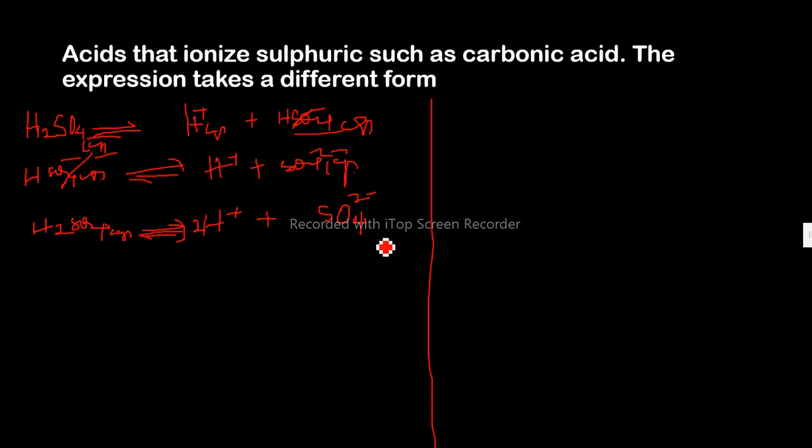So initially, if you have the concentration C of the acid, you have 0 of hydrogen ions, and you also have 0 of the sulfate ions. But at equilibrium, if you form X moles of the sulfate ions, here we shall form our X.